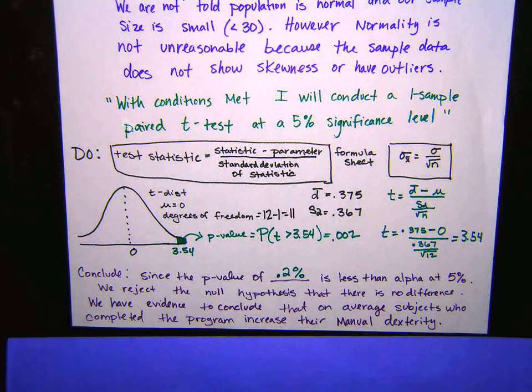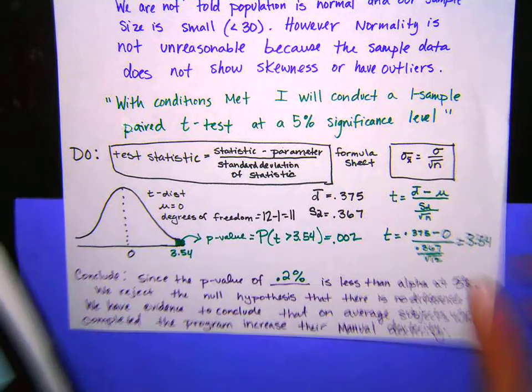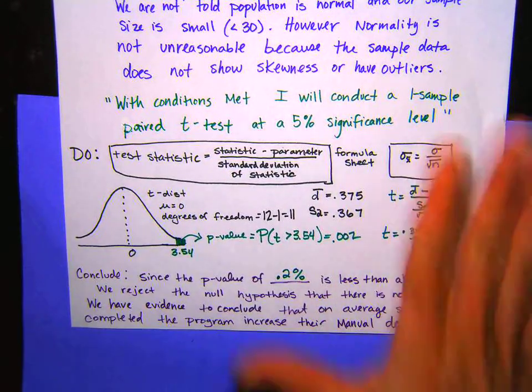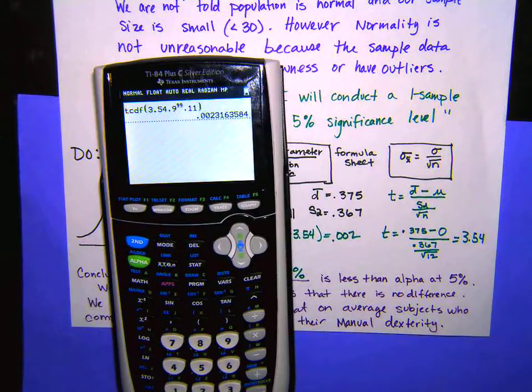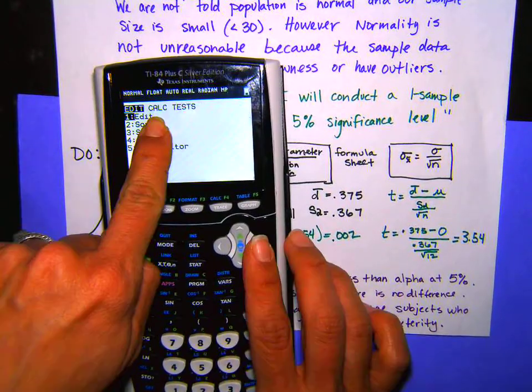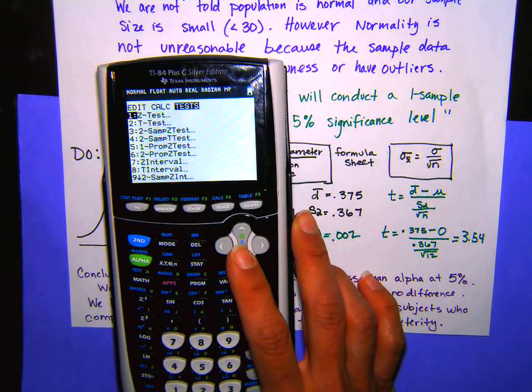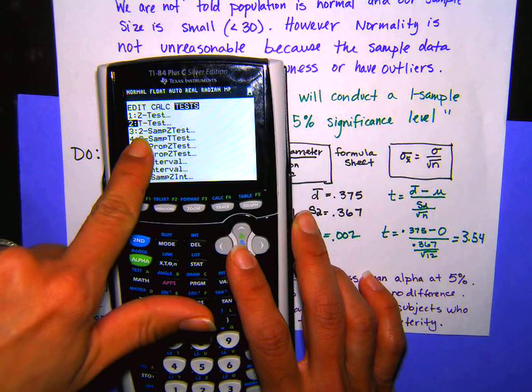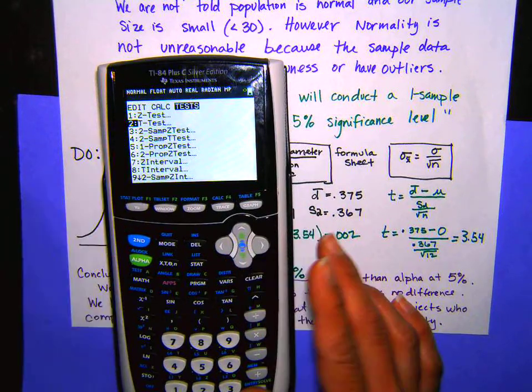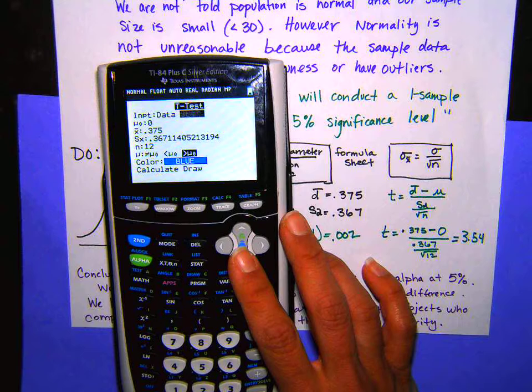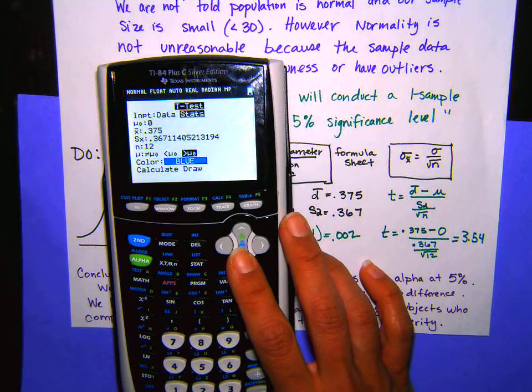Just another reminder of a way you could use your calculator to get a lot of this math, although to get a 4, you really want to do all of this work. You could scroll over to tests, remember the data is already in the calculator. We're doing a t-test here. So if I put this data in, I set my null hypothesis to 0. My sample mean was 0.375. My sample standard deviation was 0.367. My sample size was 12.